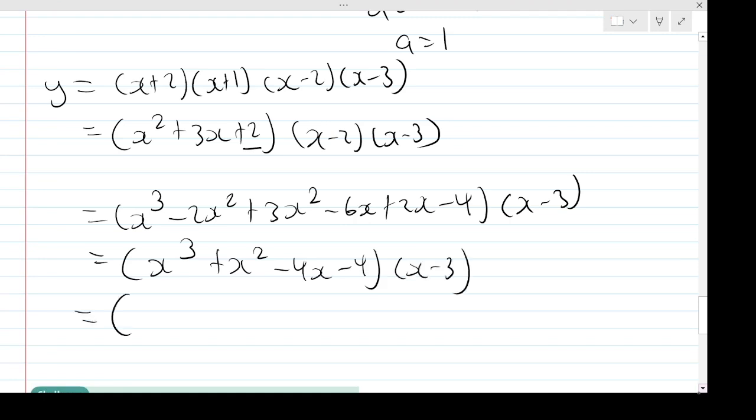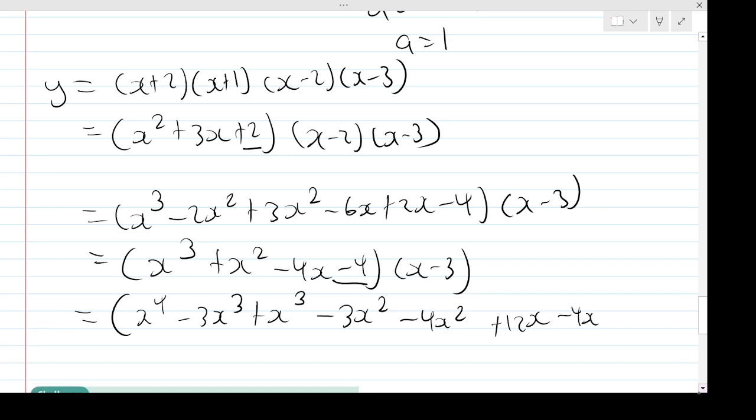Firstly, x cubed times x is x to the 4, minus 3x cubed. Then the x squared part: x squared times x is plus x cubed, times minus 3 is minus 3x squared. Then next, minus 4x times x is minus 4x squared. Minus 4x times minus 3 is plus 12x. Then lastly, minus 4 times x is minus 4x, and minus 4 times minus 3 is plus 12.